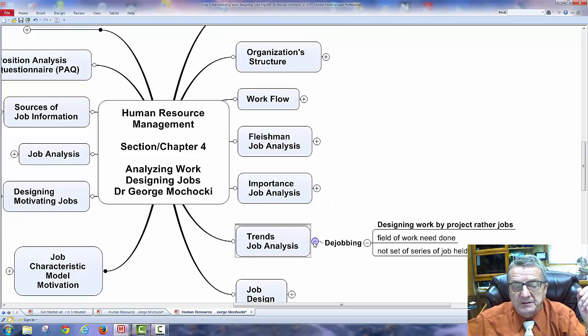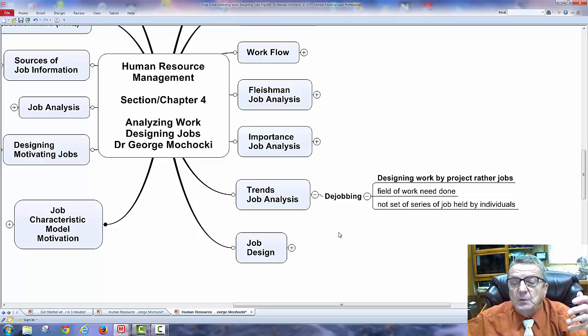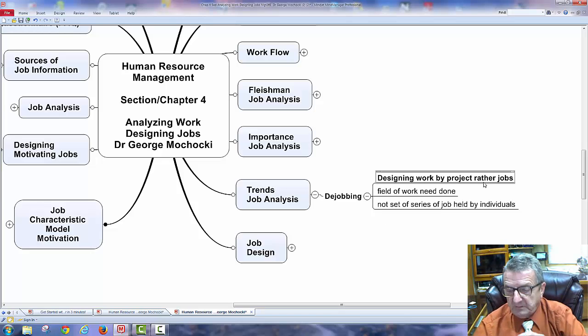Now, trends in job analysis: designing the work by project rather than job. Again, I'm looking at the project. I'm not looking at what the job descriptions are. Here's what I need to achieve this. I need someone that's a carpenter. I need someone that's an engineer. I need whatever the tasks are. And once I have those tasks, then I try to find the individual within the organization or outside your organization to fit those needs.